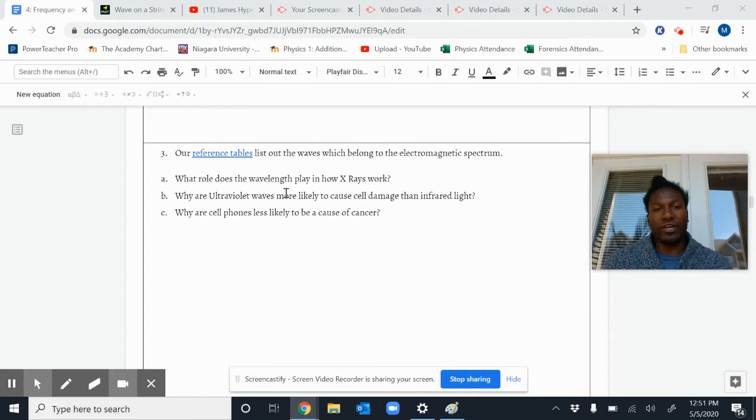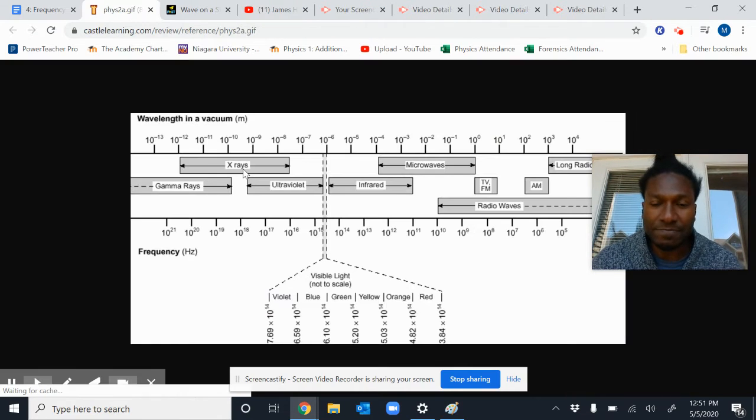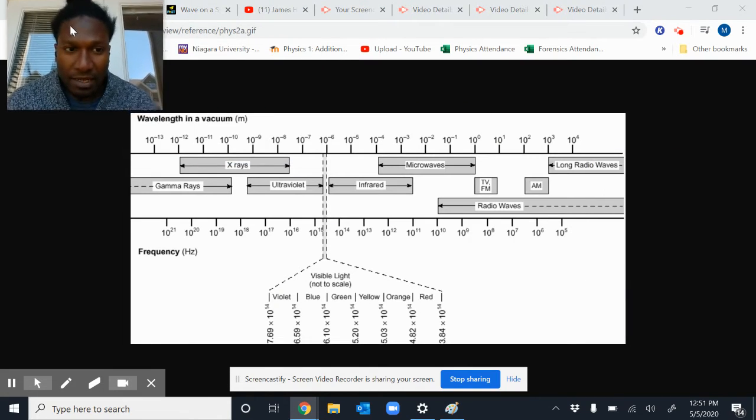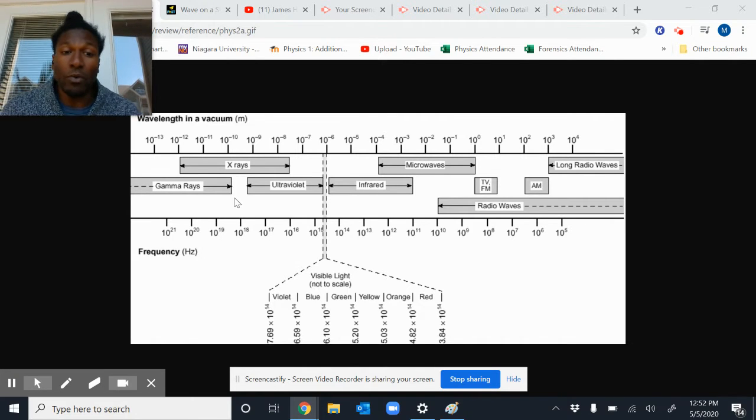We're looking at question 3, and it refers to our reference table. It says our reference table lists out the waves which belong to the electromagnetic spectrum. So let's check out that list. Let's click on it. Let's go to it. Okay, perfect. So let's talk a little bit about what's going on in this table.